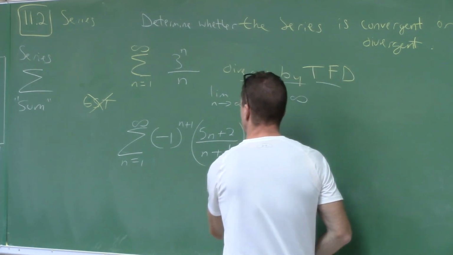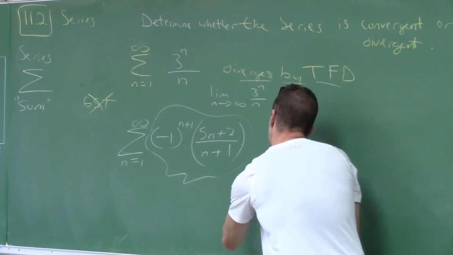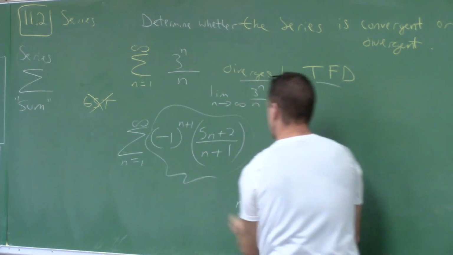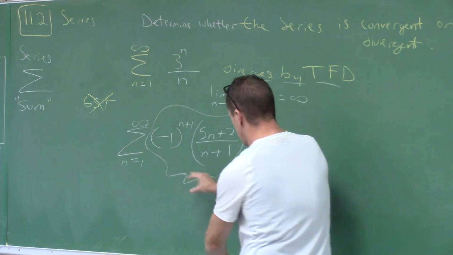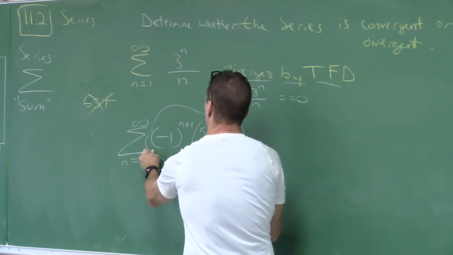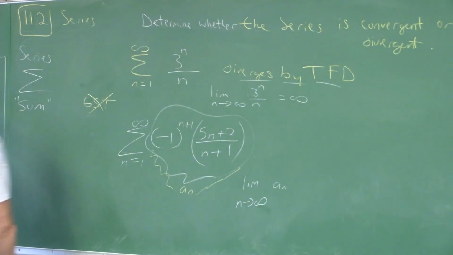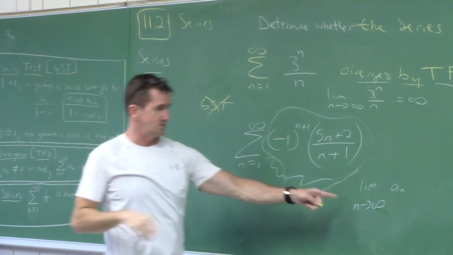Well, what's going on with this guy? What's the limit as n approaches infinity? And just call this a sub n. Notice I'm just putting that. All this in the parentheses, let's just call this a sub n. All that right there, that's the sequence. Remember the notation for a sequence? See the notation for a sequence, a sub n? Not a series. What's the limit as n approaches infinity of that?